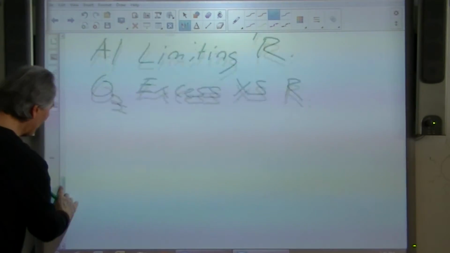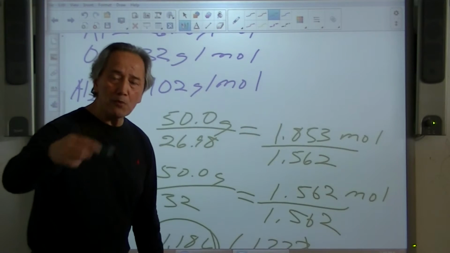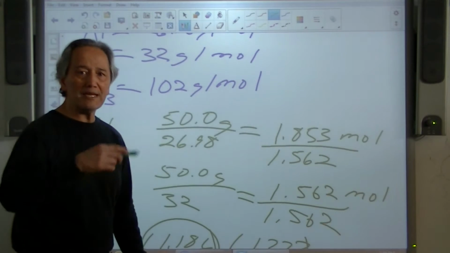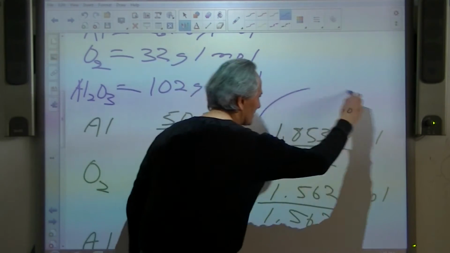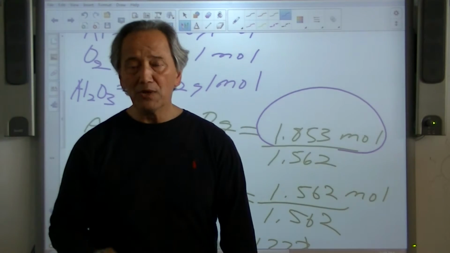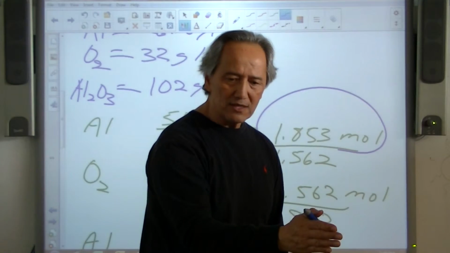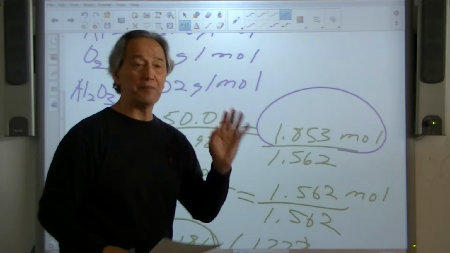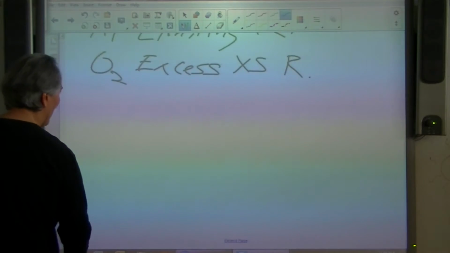Okay? Well, the mole value that you and I are going to use is in fact going to be the original mole value that we calculated several steps before. And let me circle this to identify that. This 1.853 mole value is the value that we will use as our starting point to calculate what the mass of the product, the aluminum oxide, will be.